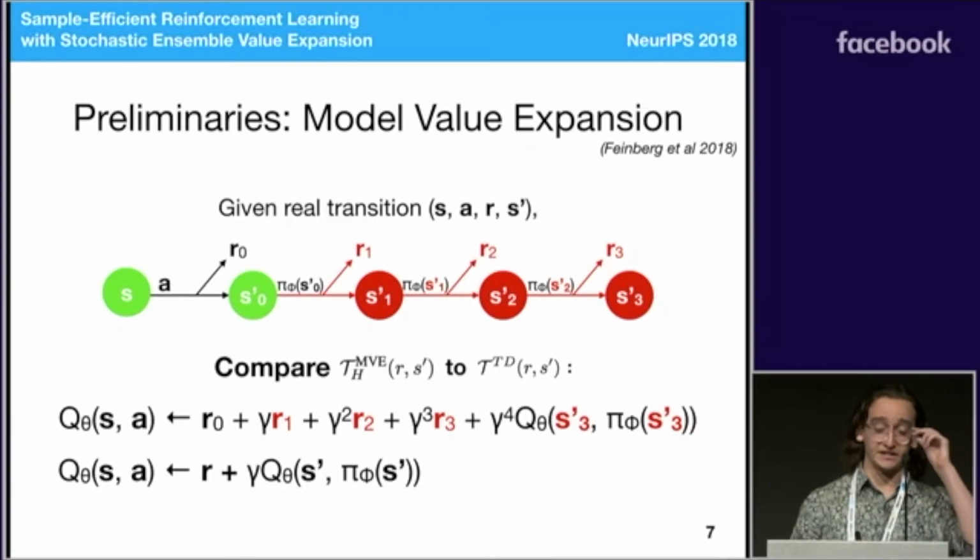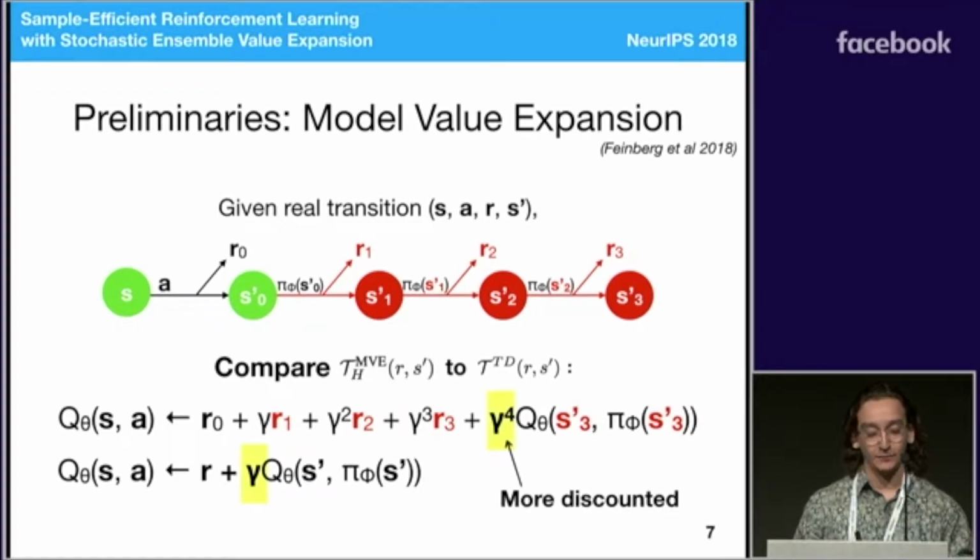Comparing this to our TD target, it's easy to see why this might help. The discount factor applied to the Q function for the NVE target is gamma raised to the power of h plus 1, in contrast to the TD target, which is just gamma. The contraction rate of the Q function is equal to this discount factor, so if the reward and state predictions are accurate, then we expect that the extra discounting will lead to faster convergence.